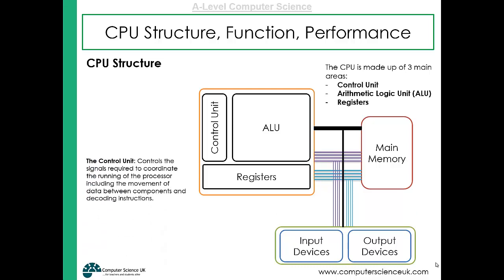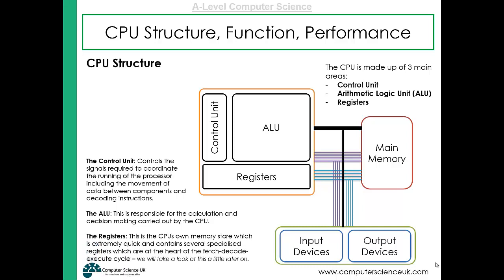So the control unit controls the workings of the CPU and the von Neumann architecture. It coordinates the running of the processor, including the movement of data between components and decoding instructions. It does this using control signals. The ALU is responsible for the calculations and the decision making. And the registers is where data and instructions are queued up before they're going to be executed. The CPU's own memory store, which is extremely quick, contains several specialized registers which are at the heart of the fetch, decode, execute cycle, and we will indeed have a look at that a little later on.